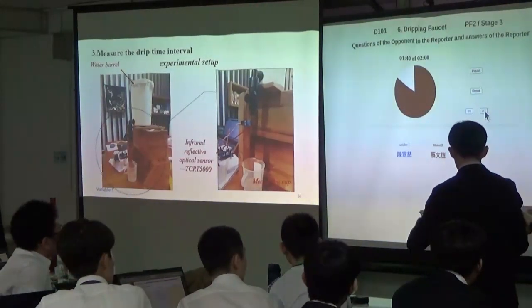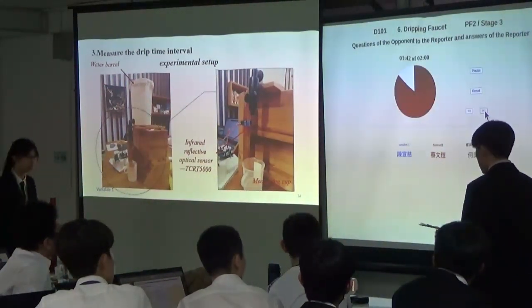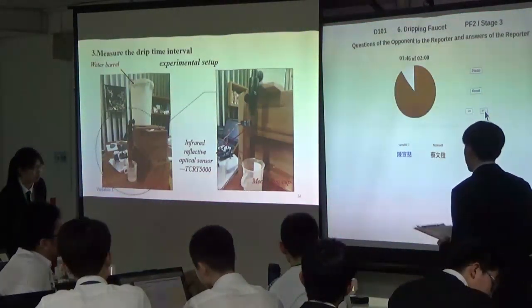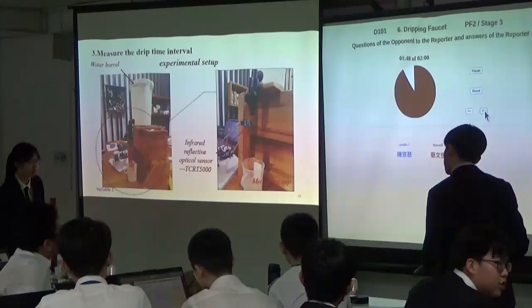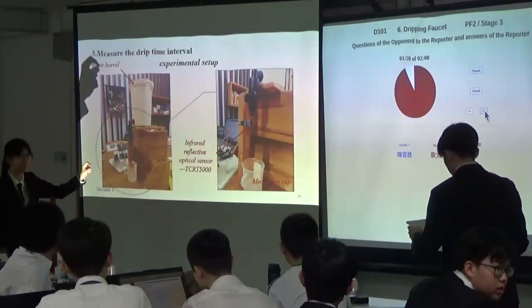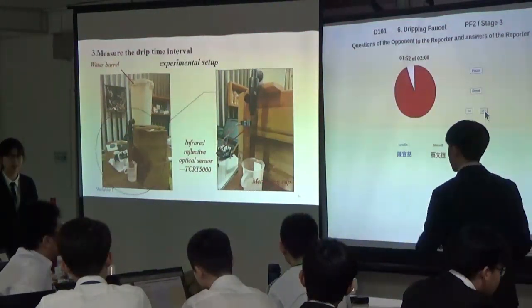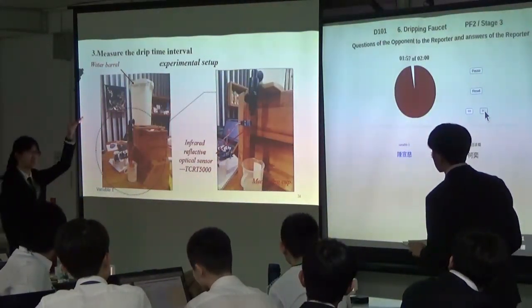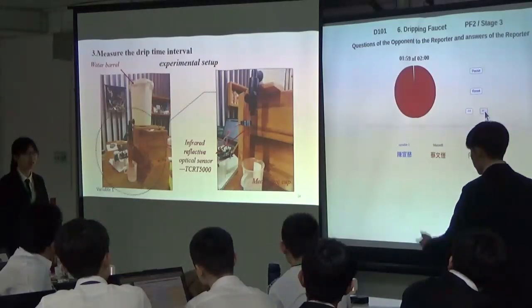Okay, so under 1 centimeter, do the droplets always form at the 1 centimeter? Yeah, it is. Thank you. Now, so how do you control the water pressure? Oh, we keep the water level the same. How do you? Okay. Thank you.